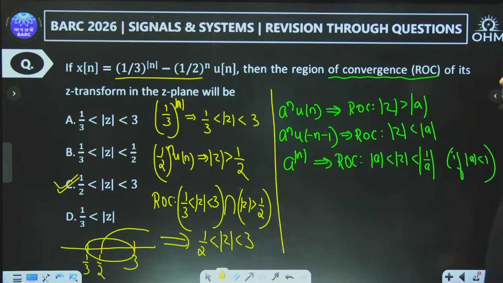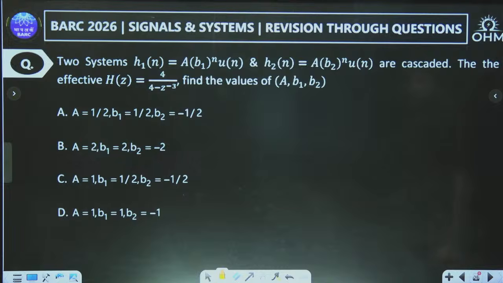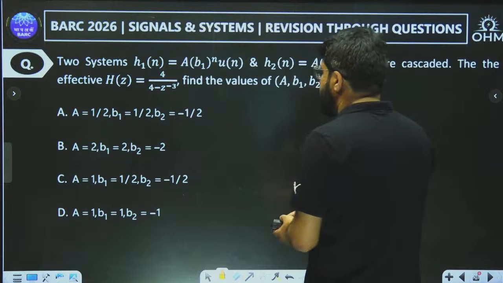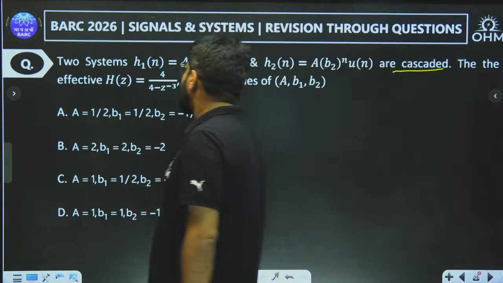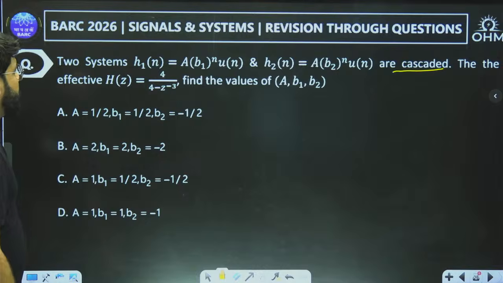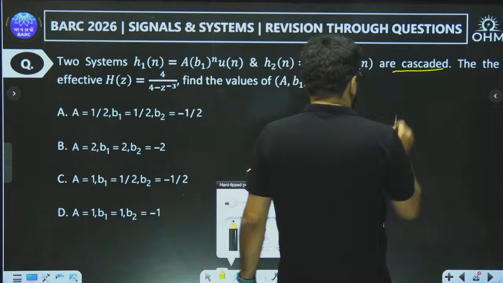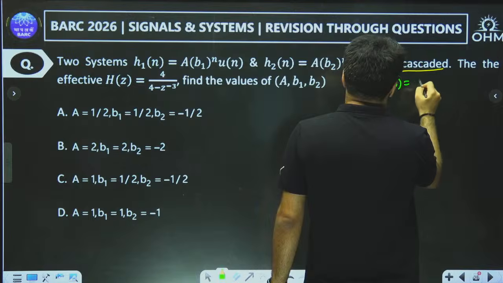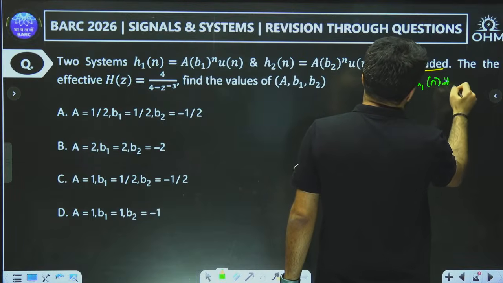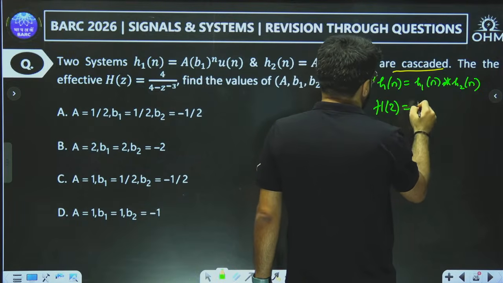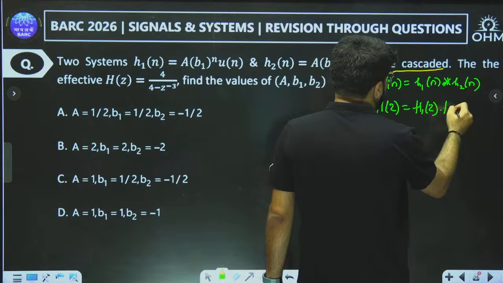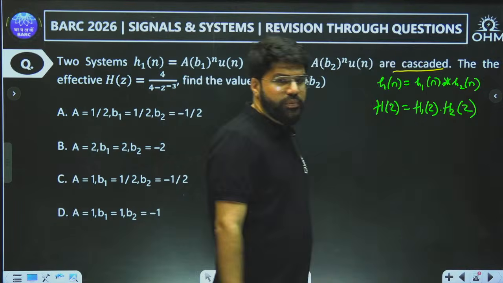Okay, next question. Two systems H1[n] and H2[n] are cascaded, and the effective H(z) is 4 upon 4 minus z power minus 3. What are the values of A, B1 and B2? When two systems are cascaded, we know that the overall impulse response is obtained by convolution, or the overall transfer function will be H1(z) multiplied by H2(z). Convolution in time, multiplication in the z domain, correct?